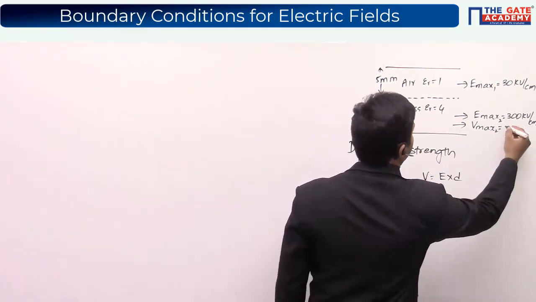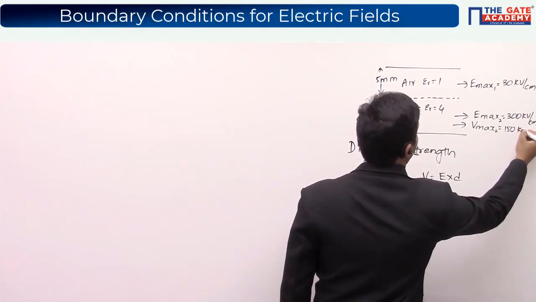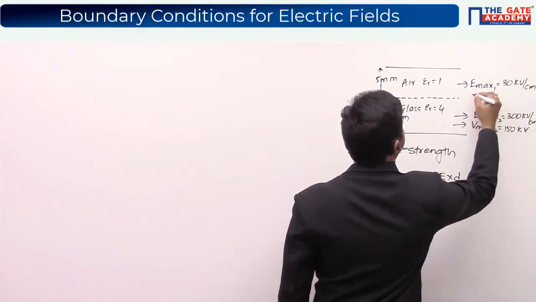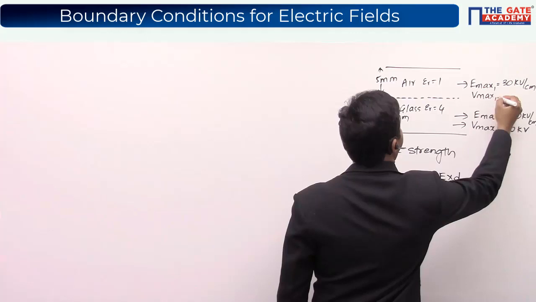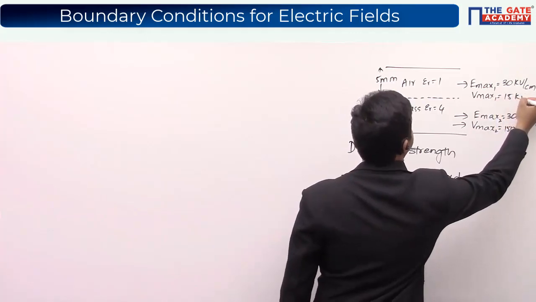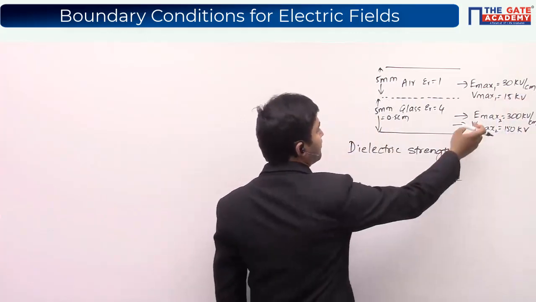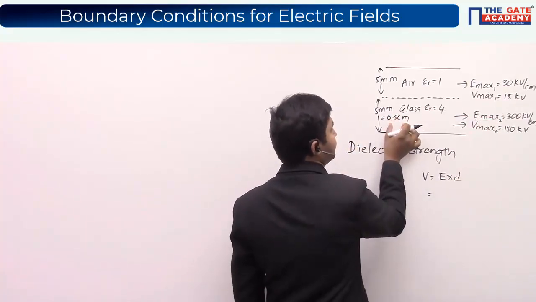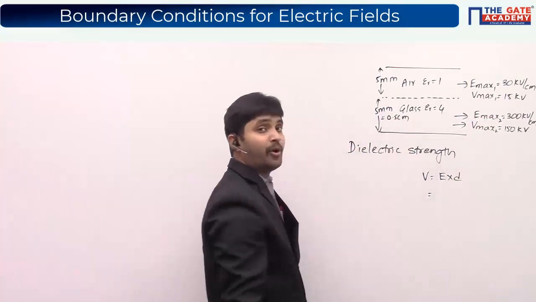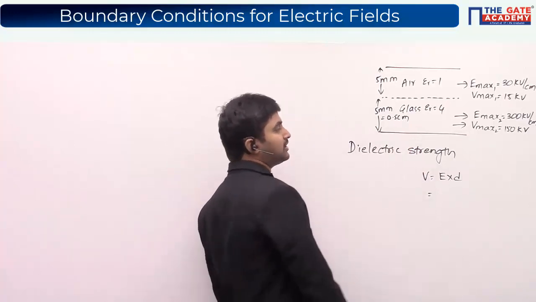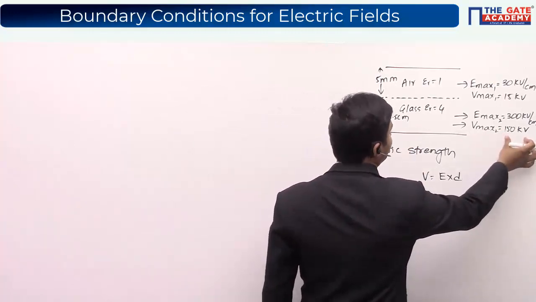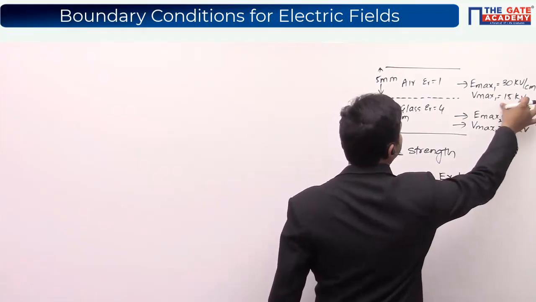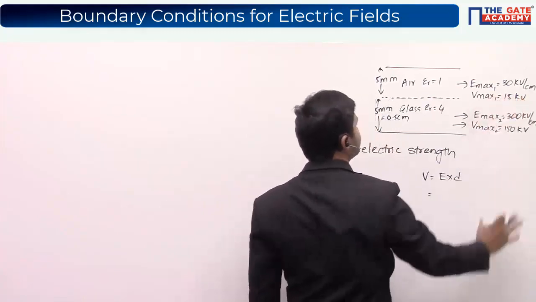So this would be 150 kilovolts, and here 15 kilovolts. Because what I am doing is multiplying my maximum electric field with the distance here, which is 0.5 centimeters. 5 millimeters is nothing but 0.5 centimeters. So here it can withstand the maximum potential of 150 kilovolts. Here it can withstand the maximum potential of 15 kilovolts.